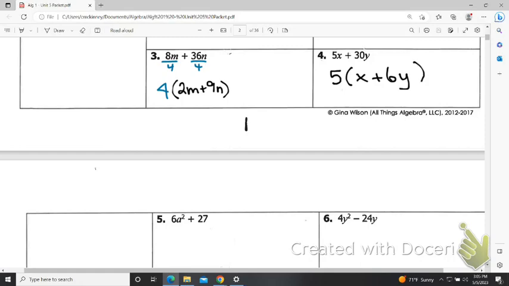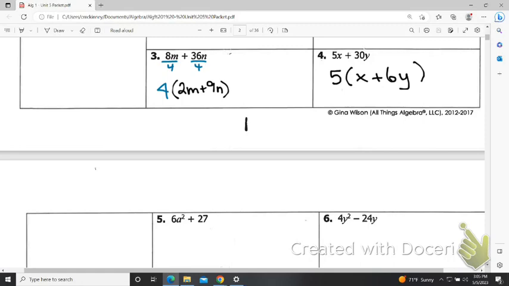So 5 on the outside, x plus 6y. Notice in both cases, inside the parentheses, there is nothing left in common. And if I distribute, I get back to my original expression.